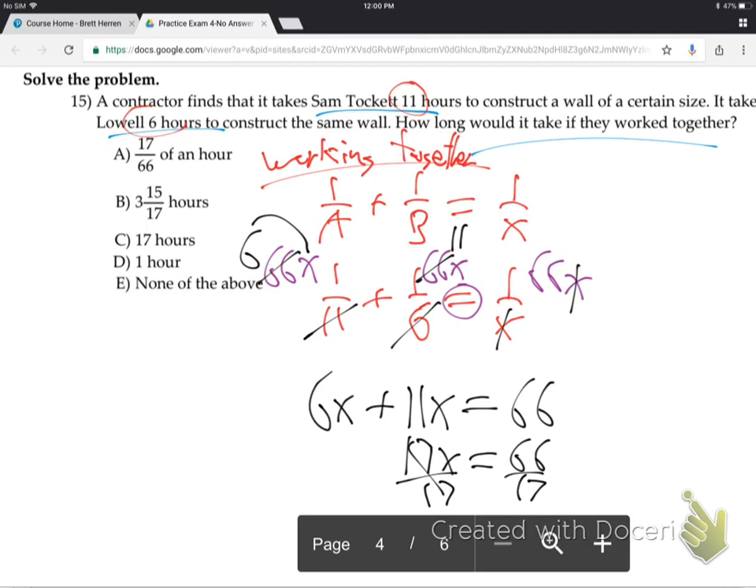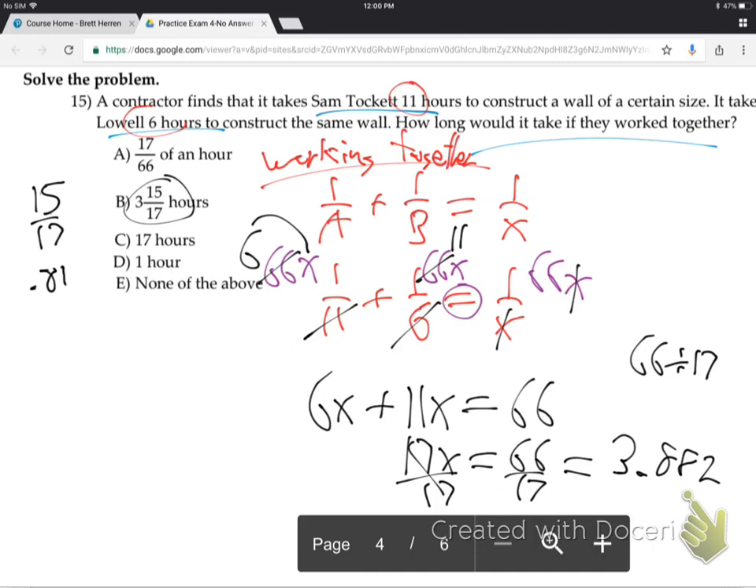Do they want a mixed number? Yes, they want it mixed up, 3 and something. Honestly, I would just use my calculator. I would just go 66 divided by 17. What is that? 3.882, whatever. And then I'd go, hey, this one's 3 something. Is that the same? I don't know. Let me take 15 divided by 17 on my calculator. You can just convert that to decimal. What is 15 divided by 17? Yeah, that's it, 0.882, whatever. So that must be it, B.